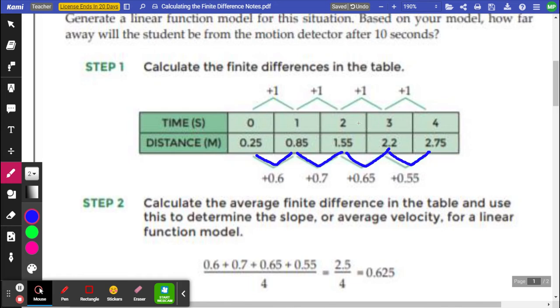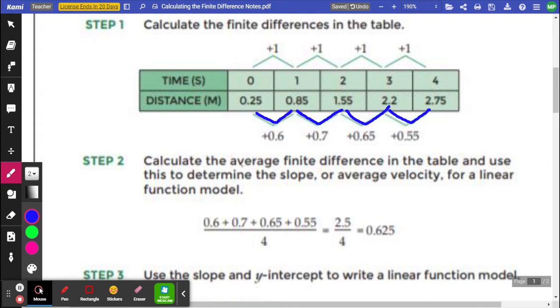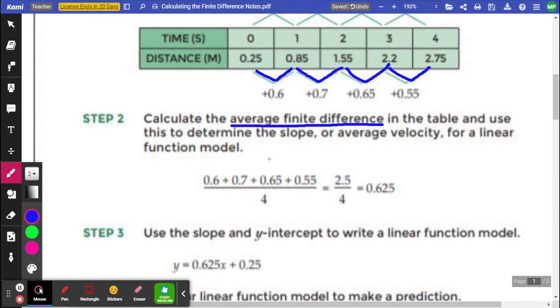Except for now, since they're not all perfect, what we're going to do is find the average finite difference, which means, what does average mean? Like if I'm asking you, how do I find your average for the 6 weeks? What am I going to do to all your grades? I'm going to add them up, and then I'm going to do what to them? I'm going to divide them. Finite? It's just like where it's not like perfect, but it's close.